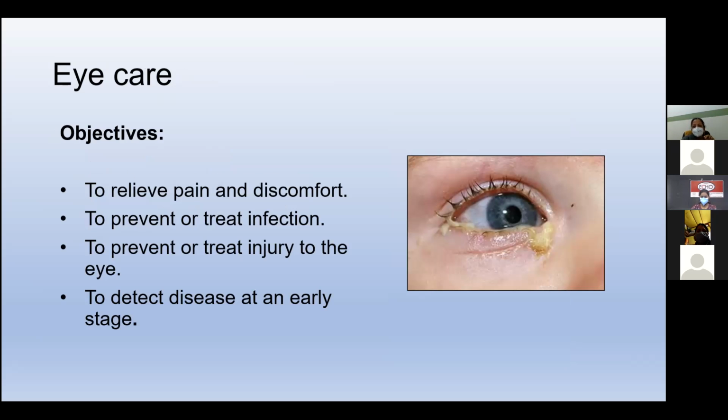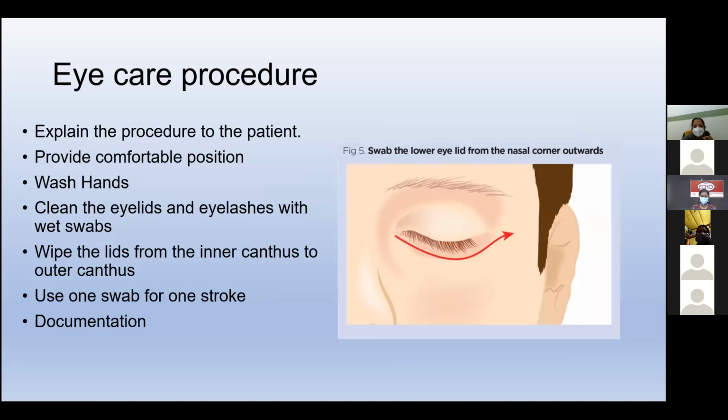Eye care is very important, right? Because if eyes are dirty, then no one likes to look at the patient, and the patient will also have discomfort, infections will take place, right? Additional injury it can cause. So to prevent all this, eye care becomes very essential. And many of the times it may tell us the condition of the patient. Also, if the patient is having other problems of the body, that also can be found out.